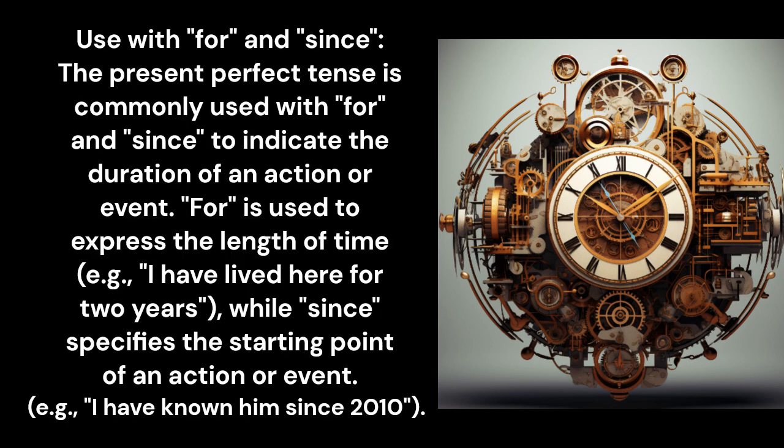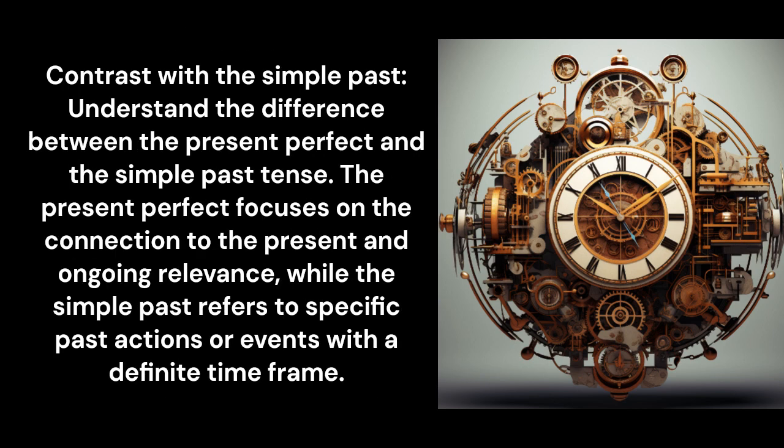Use with for and since. The present perfect tense is commonly used with for and since to indicate the duration of an action or event. For is used to express the length of time, example, I have lived here for 2 years, while since specifies the starting point of an action or event, example, I have known him since 2010.